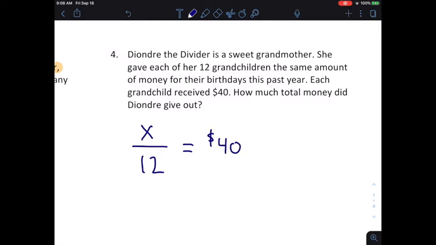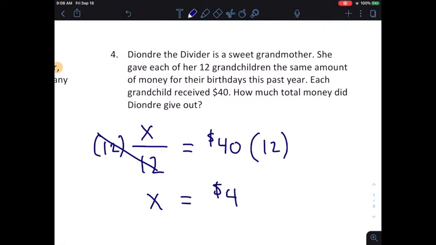Okay, so I see division on the left-hand side. So what I need to do is multiplication. So I'm going to multiply by 12, and I put it in parentheses because there's a lot of stuff going on here. And I multiply it by 12 on this side as well. So on the left-hand side, the 12s just cancel each other out. So I'm left with X is equal to $480. Okay, so she started with $480 and then divided it by 12, so each grandchild received $40.